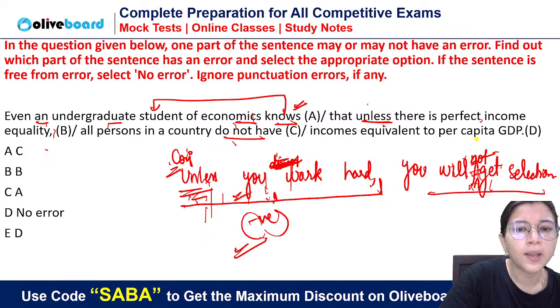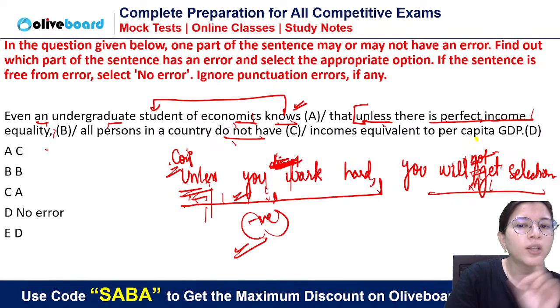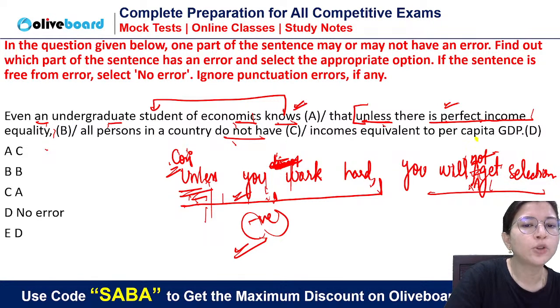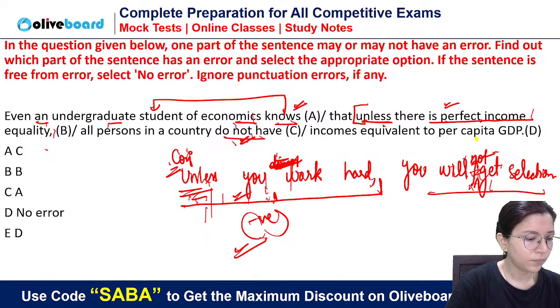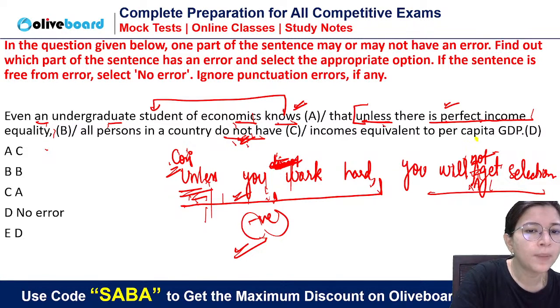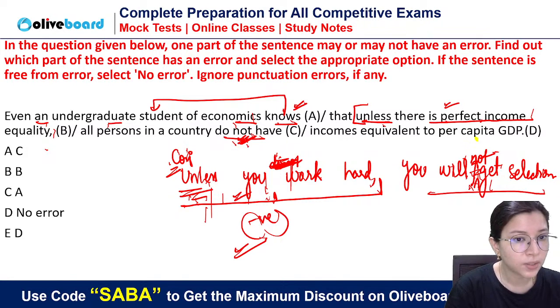Now coming to this part, unless there is perfect income. In this part, not is not there. So this part is absolutely correct. यहाँ पे not बिल्कुल सही है. यहाँ पर not आपका बिल्कुल सही है. Did you get the point? Now what is the error? Ashya, we can use the word persons also. We can use the word persons. Okay.